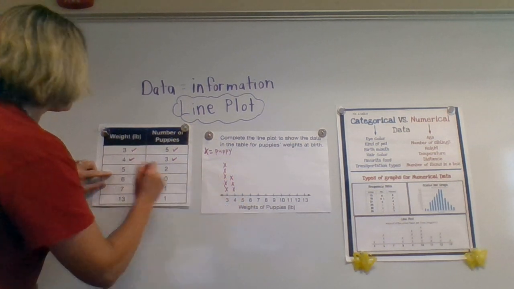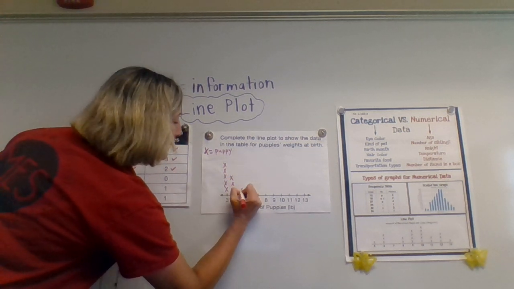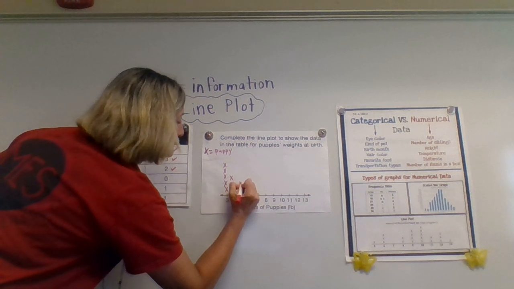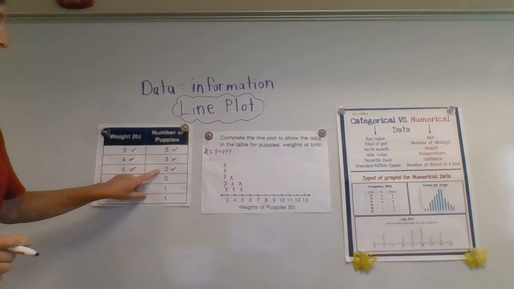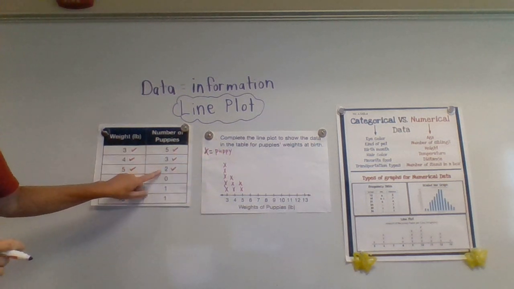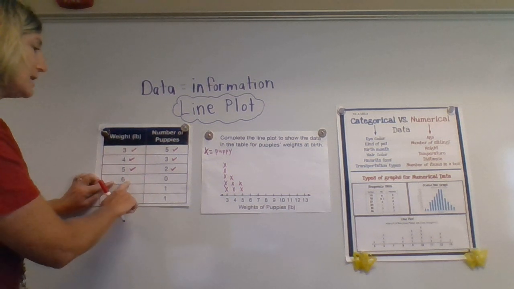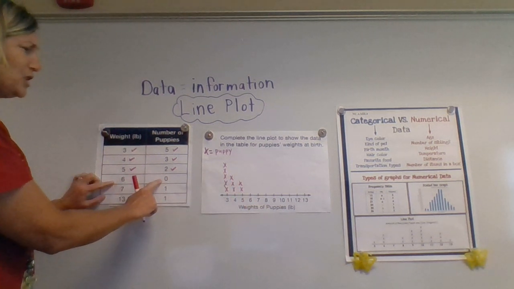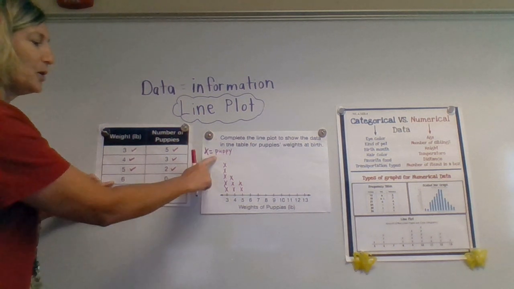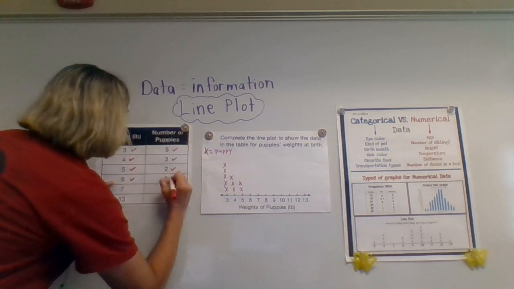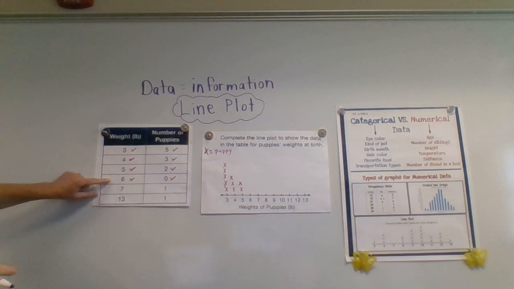All right, so let's go to our 5 pounds, and we're going to put 2 puppies, making those X's the same size. So we're just plotting our information, okay? We went to our weight. We know that number of puppies, X is a puppy, so there were 2 puppies that weighed 5 pounds, okay? Our next number is 6, but we do not have any puppies that weighed 6 pounds. So we're not going to put any X's on 6. But we are going to check it off of our chart here to know that we've done that one.